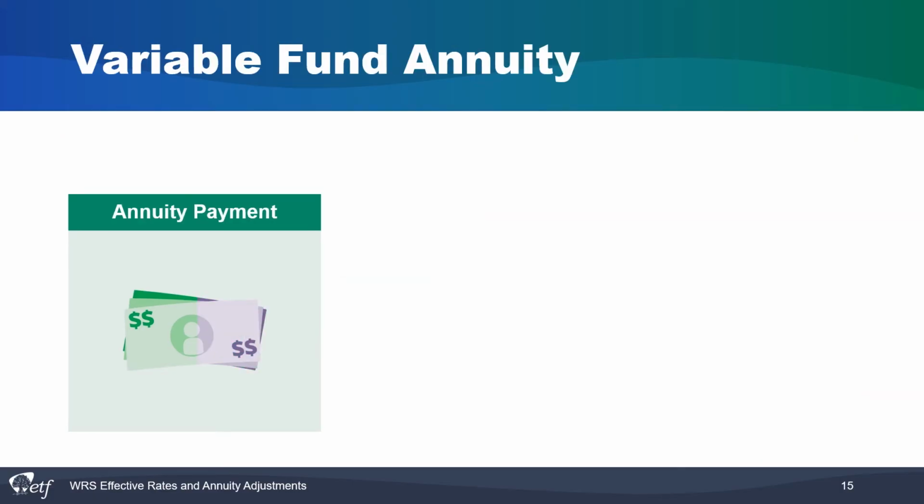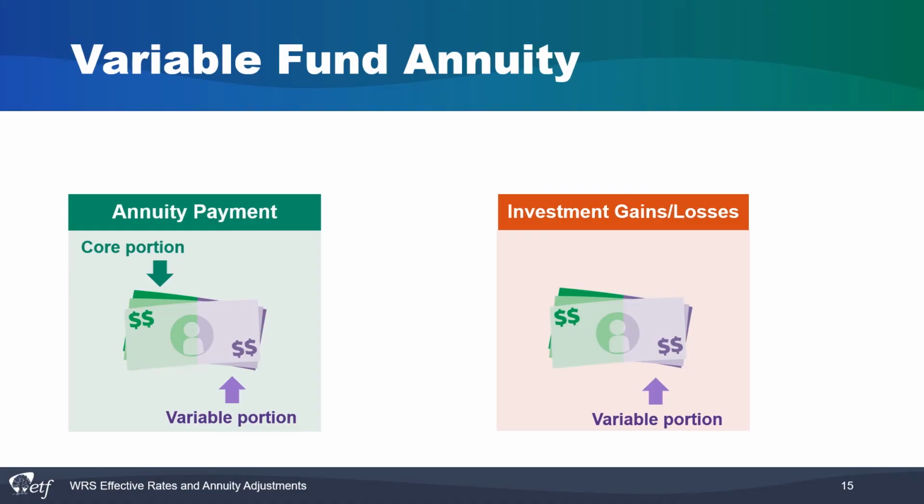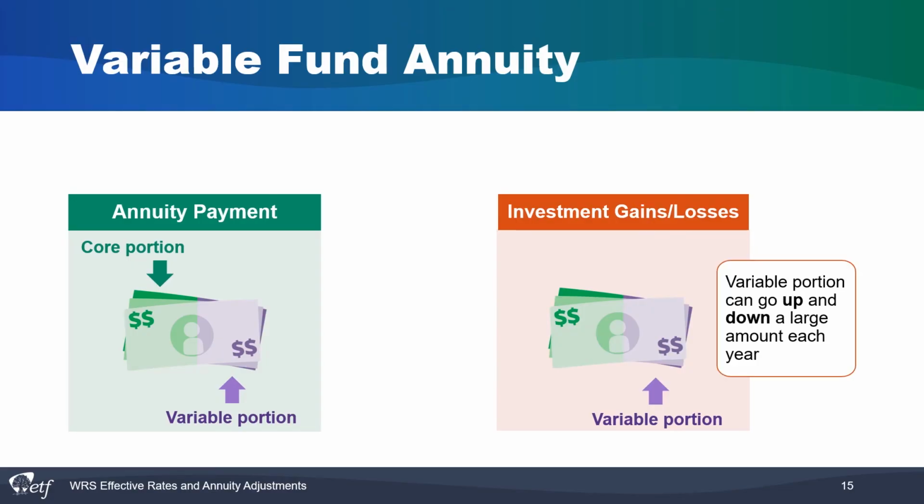If you stay in the variable fund in retirement, there are some other important things to consider. A part of your retirement payment will remain in the core fund, but the other part is still invested in the variable fund. Remember, the full returns, positive or negative, are recognized each calendar year rather than the 5-year smoothing like in the core fund. This means you'll experience greater fluctuations to the variable part of your retirement payment year by year. Bigger positive gains, but also bigger losses.